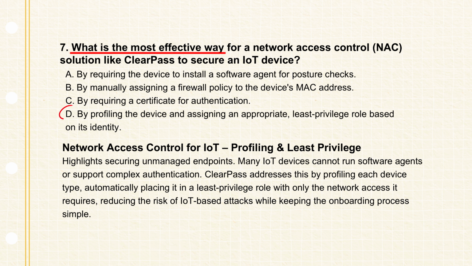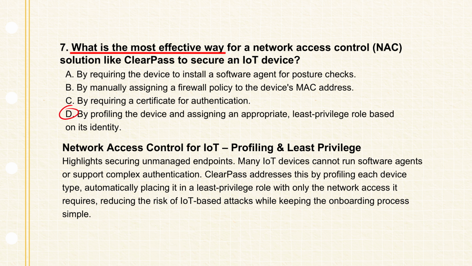Profiling again. So ClearPass figures out, this is a smart light bulb, or this is a medical sensor. Exactly. It identifies the device type, manufacturer, maybe even the OS version, and based on that profile, it automatically assigns a role. And that role dictates exactly what that device is allowed to talk to on the network.